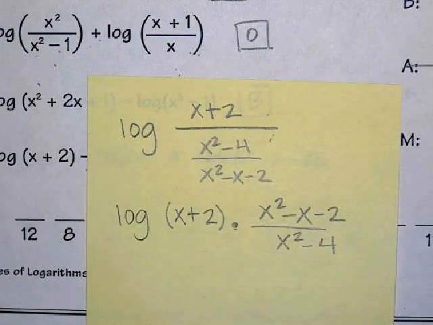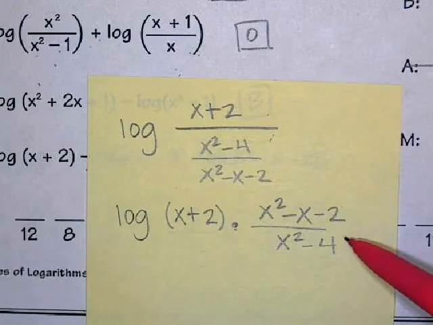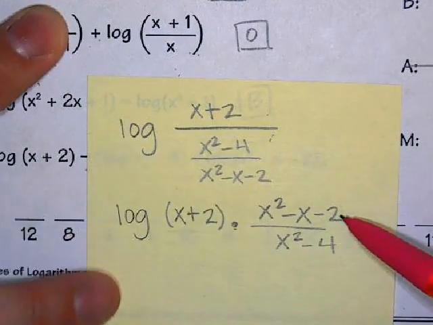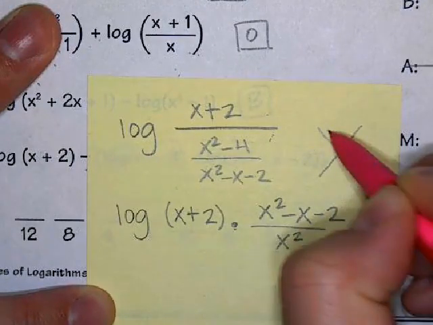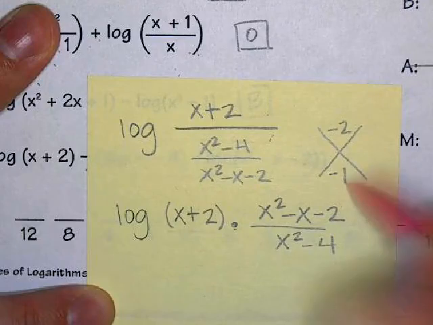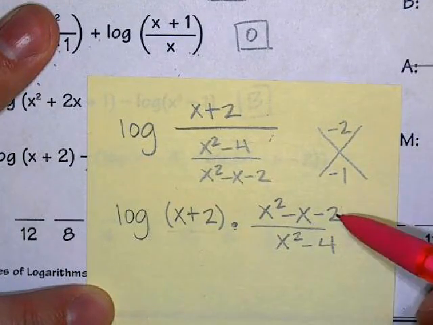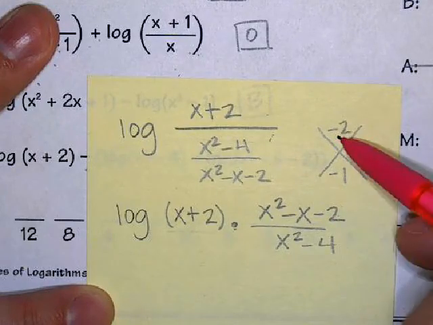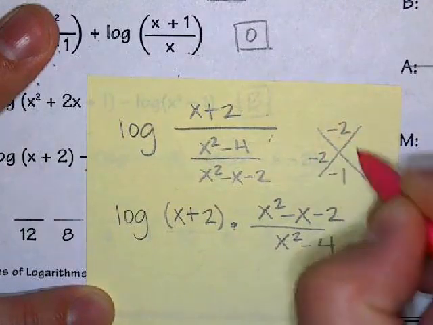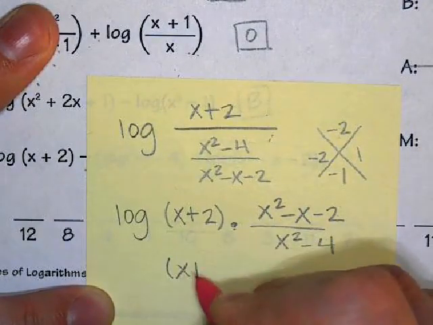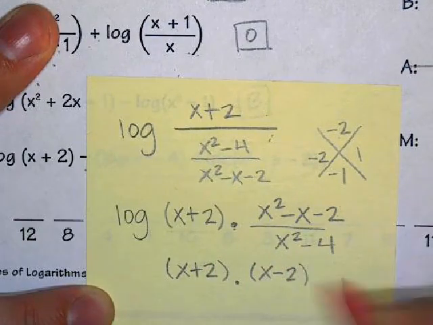So the first one, we have to look for what multiplies to -2 and adds to -1. Multiplies to -2, adds to -1. -2 and 1. Okay, so we have x plus 2 times x minus 2, x plus 1. Okay, and then on the bottom, we have difference of squares.